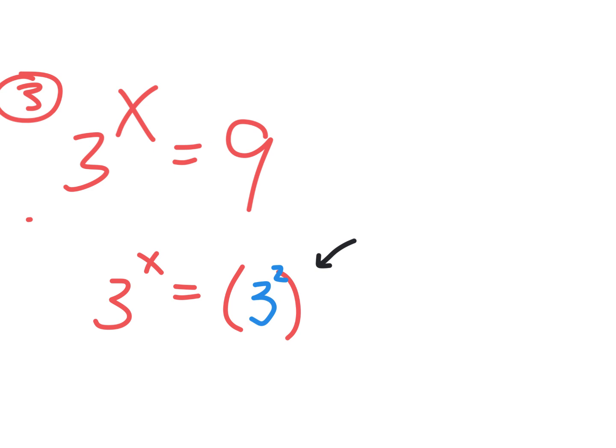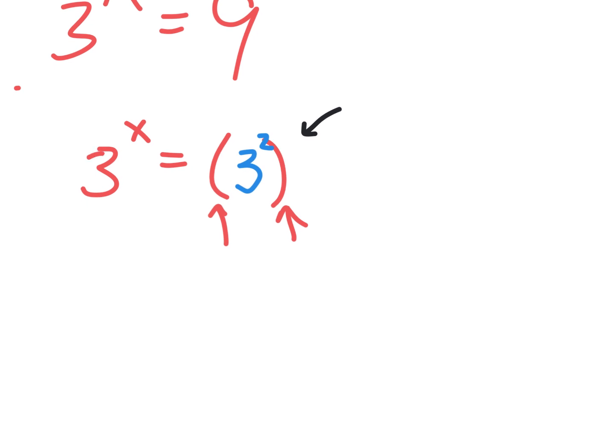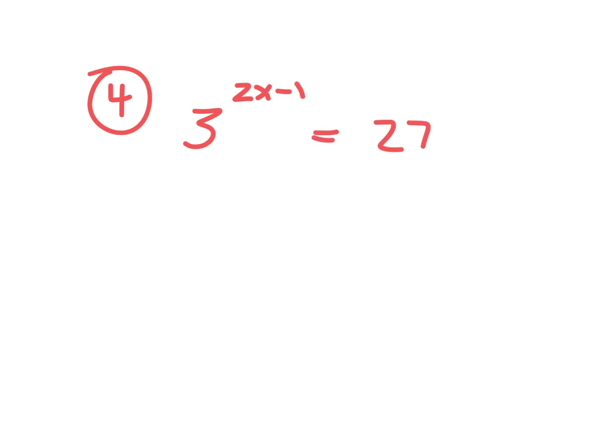Sometimes it actually matters. This parenthesis, do it every time. Sometimes it will matter. All right, then these are gone, and it's just x equals 2. Super easy. On to number 4. Of course, they're going to get harder, but this one still isn't that hard. 3 to the 2x minus 1 equals 27, and I said to replace that 27 with a parenthesis.